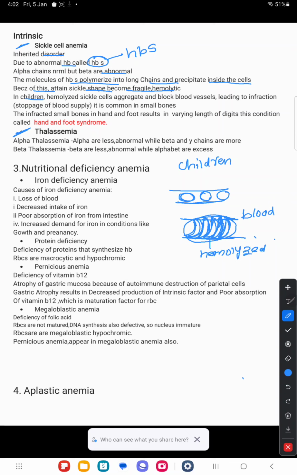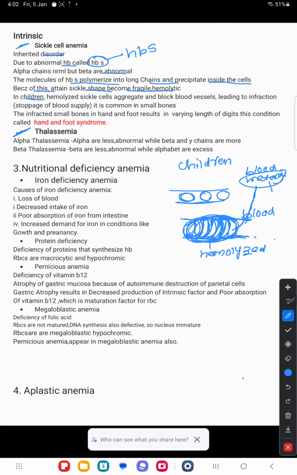Hemolyzed, these sickle shaped RBCs get hemolyzed. RBCs aggregate and stop here only. They will block the blood vessels. Suppose this blood vessel is supplying blood to the metacarpal bones. When blockage happens, the blood supply to these metacarpal bones decreases, so the metacarpal bones do not get nutrition. They get nutrition through blood vessels only.